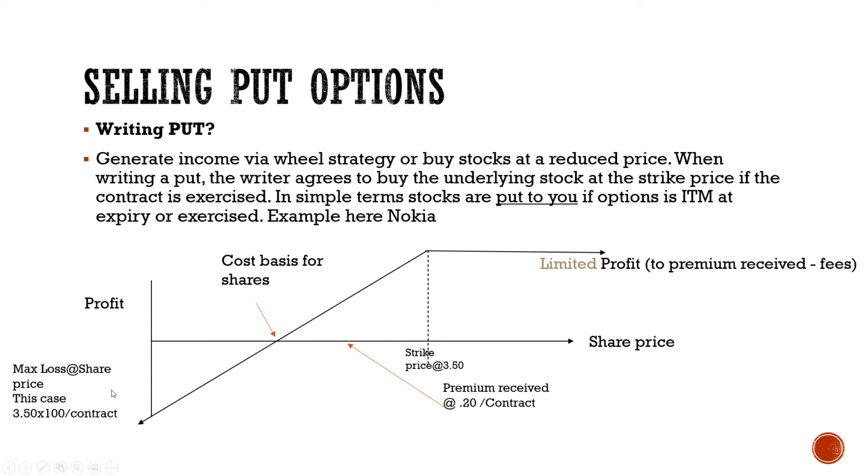Of course, it's an unlimited loss strategy, which means in this case I can have a maximum loss of €3.50 multiplied by 100 shares per contract. So if I sell, let's say, two contracts, then the maximum loss I will have by this strategy is €700.